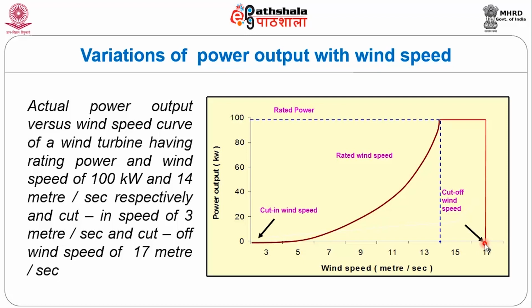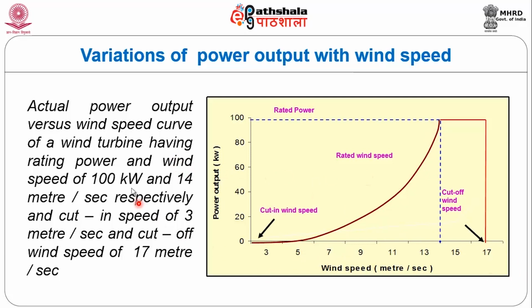That is why it has to be operated between 4 and 17 meters per second. Lower than 4 meters per second, it cannot be started. Beyond 17 meters per second, it cannot be operated. So it should be well between 4 and 17 meters per second, but at 14 meters per second we will have the maximum output, that is the rated power output.